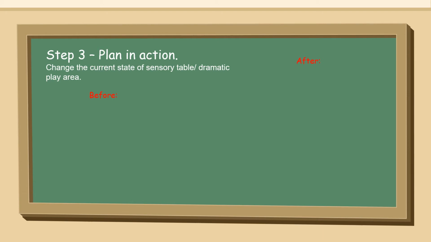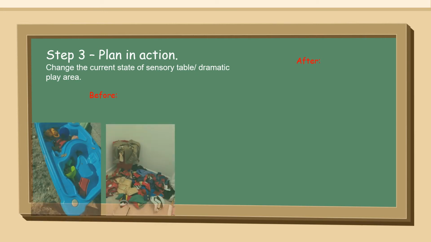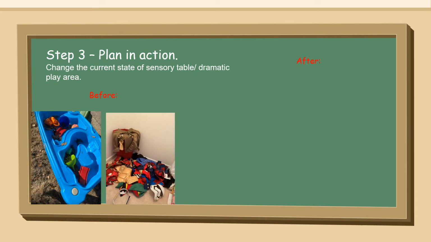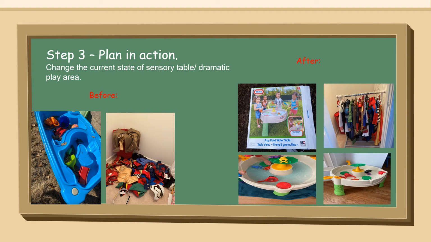Step 3, plan and action. Change the current state of the sensory table and dramatic play area. So before, the sensory table was covered in dirt, there were leaves all over it, and it started to grow a lot of moss. In the dramatic play area, there was no clothes bin. The children just simply threw their clothes into the closet and closed the door. I spoke with the parents, and here are the changes that we made.